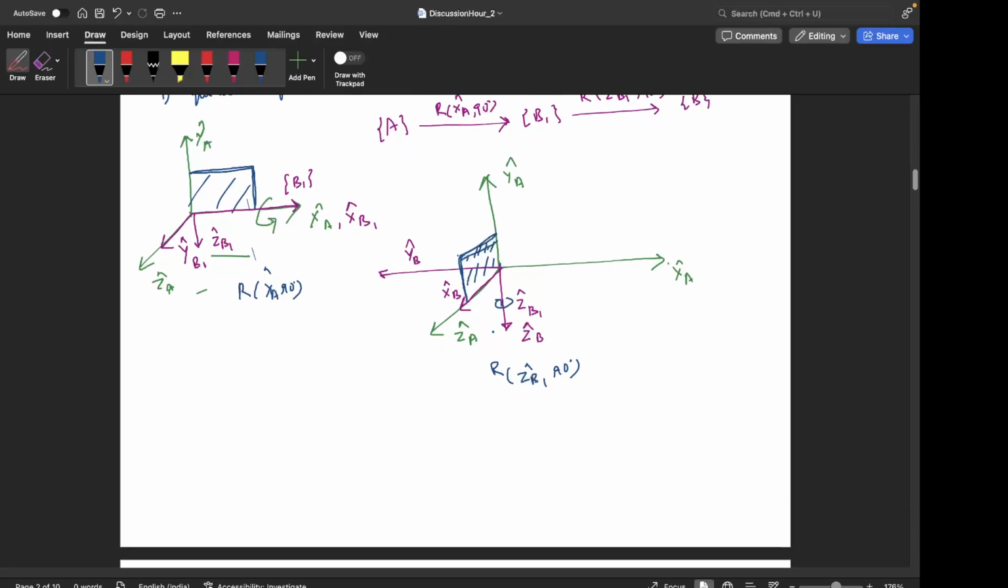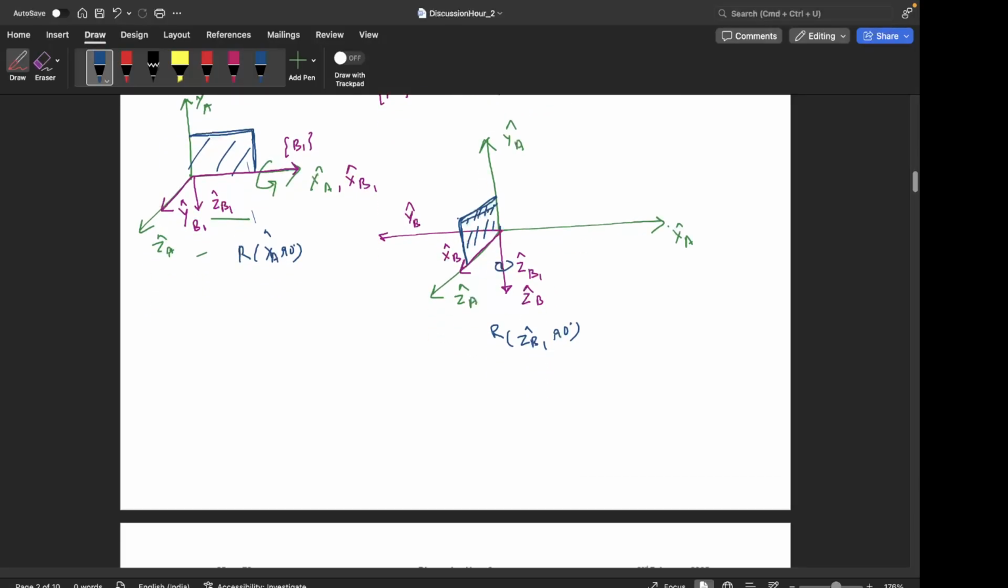Right, so I think the physical picture is clear. Now we will evaluate it mathematically. The B frame, that is the final frame attached to the plate. So what is the orientation of the B frame in the A frame? That's our first question, right? So let's start answering that.